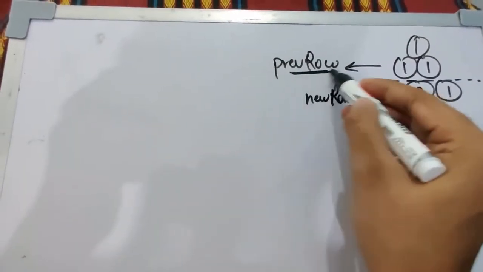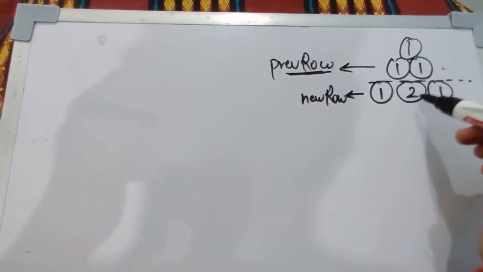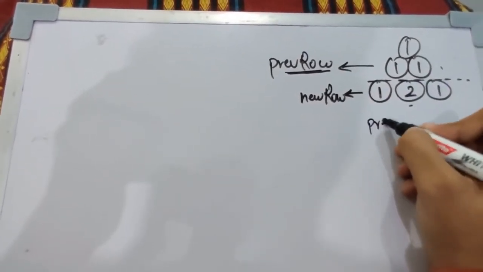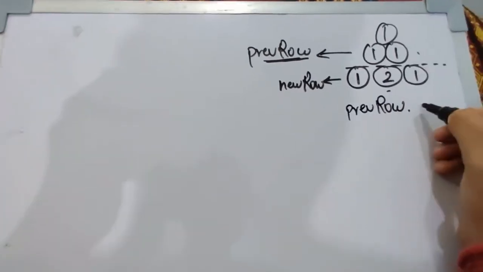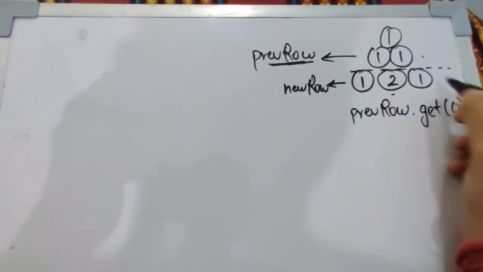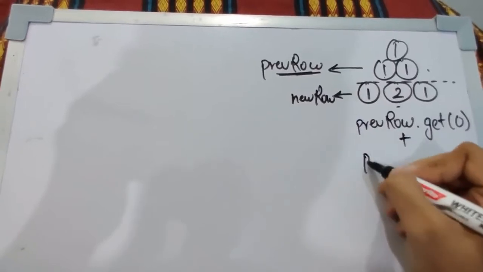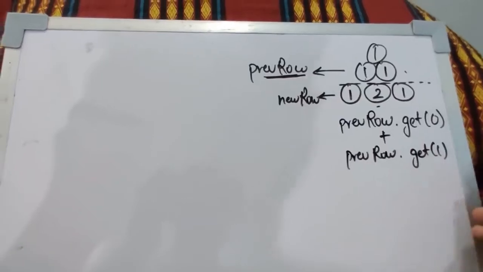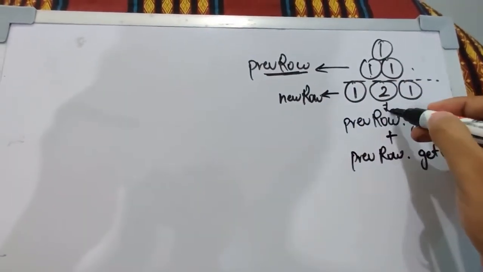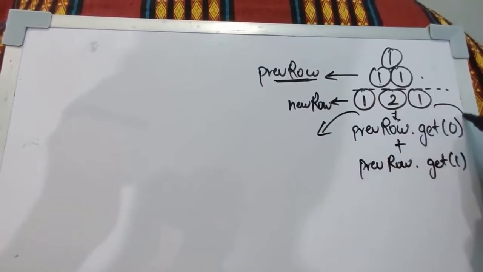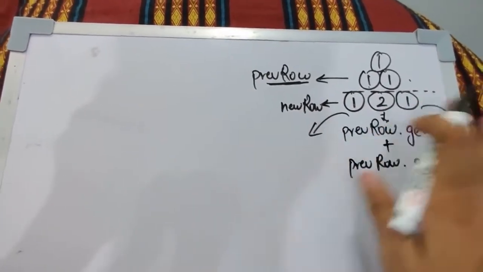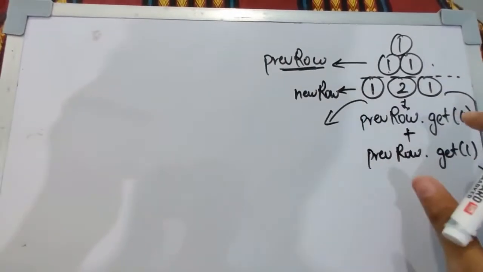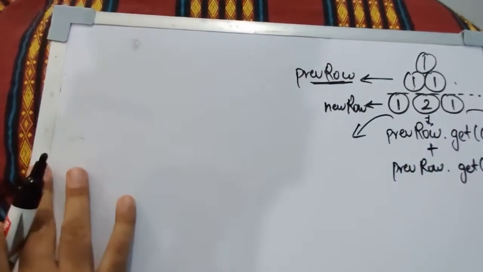So this previous row is having 2 elements. In this case what we need to do is previous row dot get 0 plus previous row dot get 1, right? This is what we need to do for this one, and for these ones, they are constant, so we don't need to write any code for this. When I say code I mean logic. So I think this is okay. So let's see how the code should look.